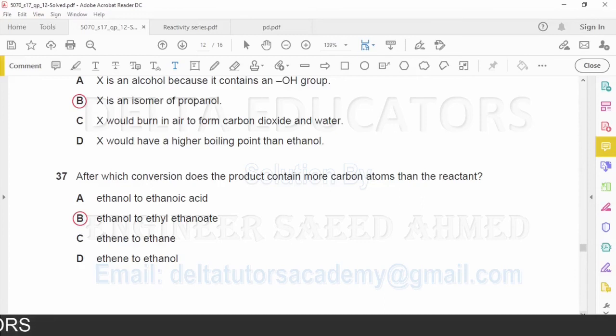Now in ethyl ethanoate, how many carbon atoms? There will be 4 carbon atoms, 2 carbon atoms from ethanol and 2 carbon atoms from ethanoic acid. So here in ethyl ethanoate, there will be more carbon atoms as compared to ethanol. So this option is correct. What is given in option C? Ethene to ethane. In ethene we have 2 carbon, in ethane we have 2 carbon, so this one is incorrect. Option D, ethene to ethanol. Both in ethene and ethanol we have 2 carbon atoms, so option D is also incorrect. Correct option is option B.